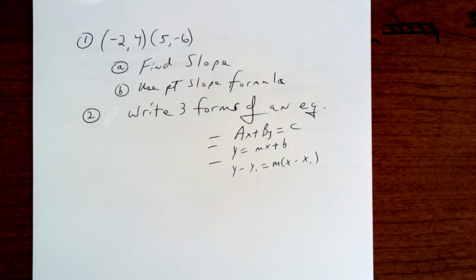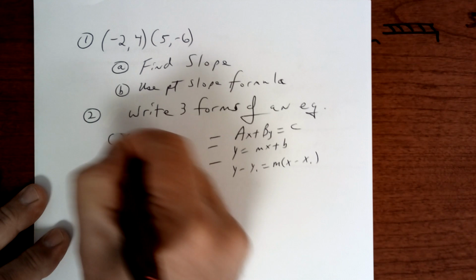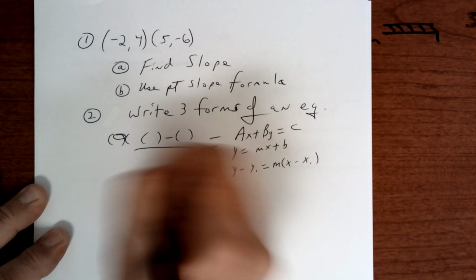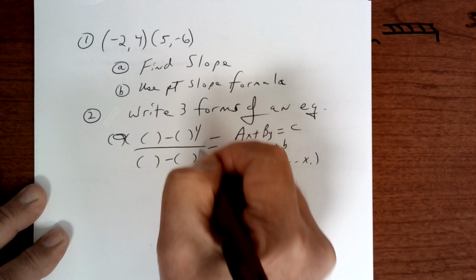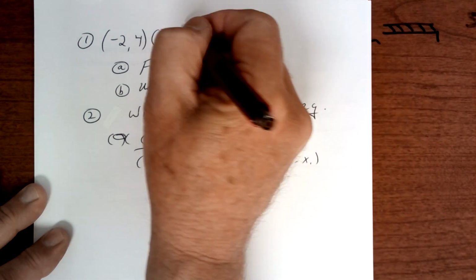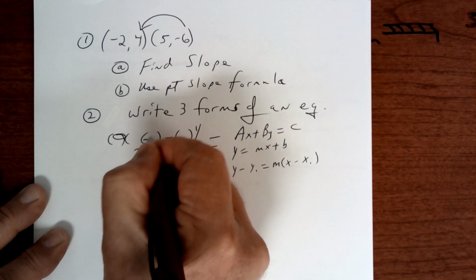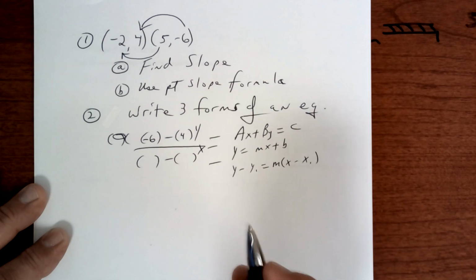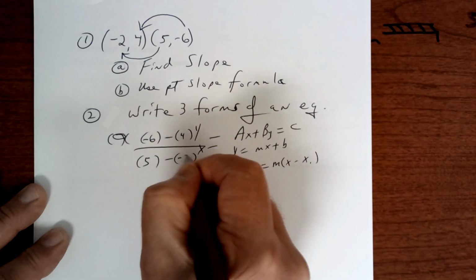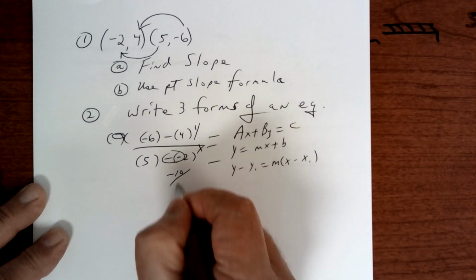Okay, so first you got to find the slope. So put the y's at the top and the x's at the bottom and be consistent. Okay, so I'm going to go backwards. You don't have to, but I'm going to. So -6 and 4, and I'm going to follow the same direction with my x's, 5 and -2. This becomes a -10. That's a plus, so that's a -10/7.